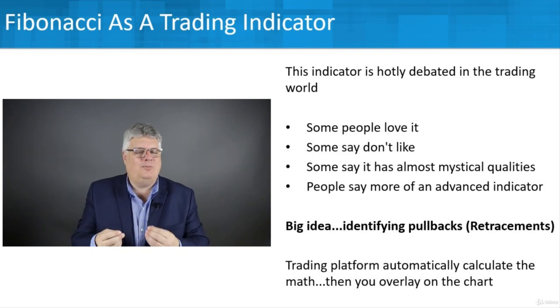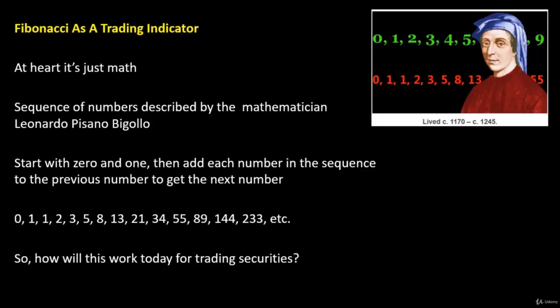So first off, it's actually pretty instructive to understand, well, what is Fibonacci? Where did it come from? What's the big idea behind that? So at its heart, Fibonacci is basically math. It's a mathematical sequence of numbers, described by the mathematician Leonardo Pisano Bigollo, I might have got it wrong, I don't know. But Fibonacci is a sequence of numbers that he discovered and came up with, and it's a very well-established idea in mathematics.